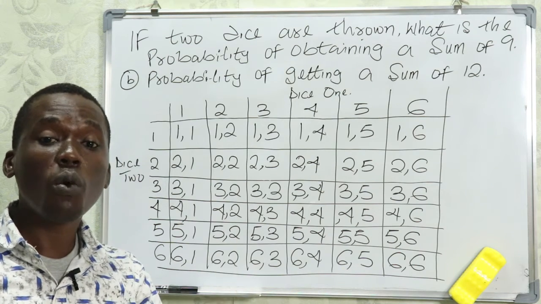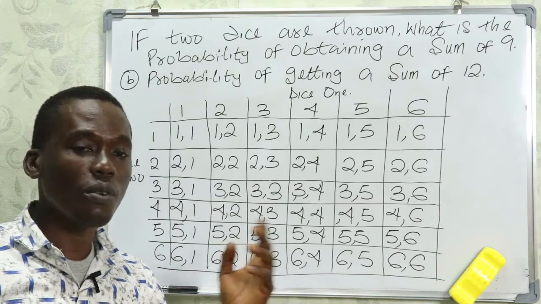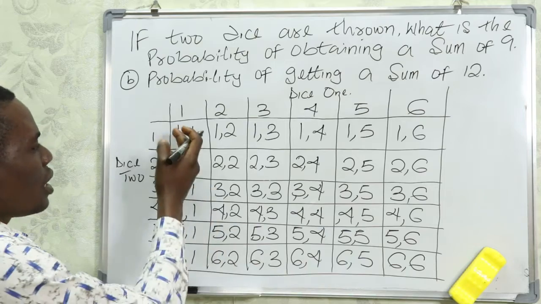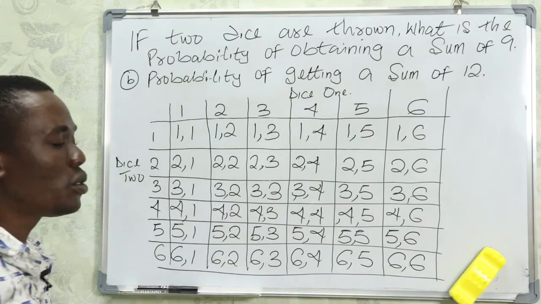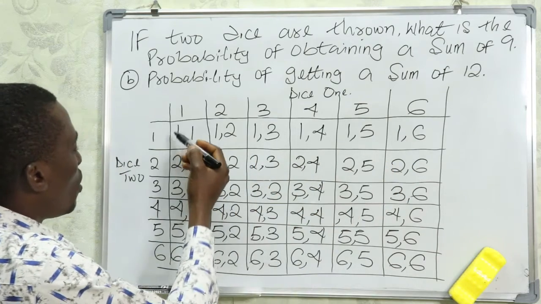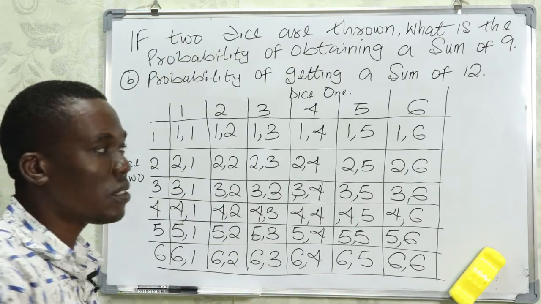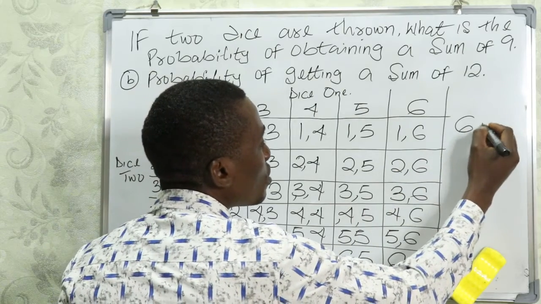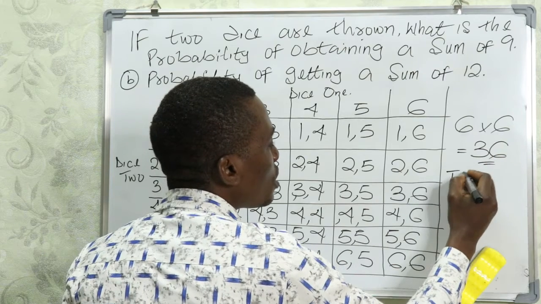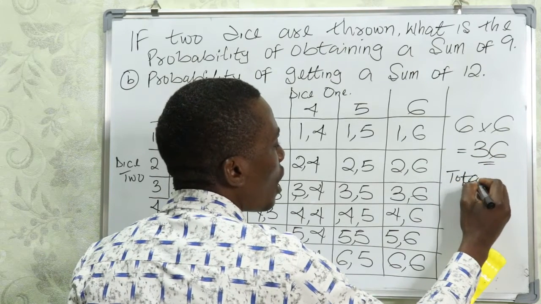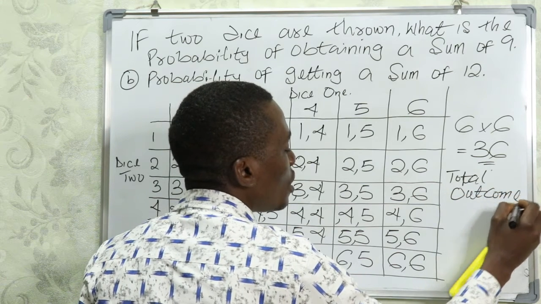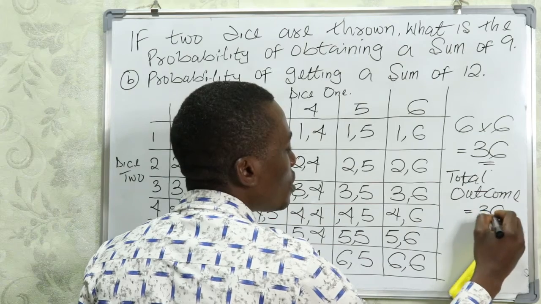Now the question is, what is the total outcome for such a probability? For you to get the total outcome, we are going to count the possible outcomes that can come out in throwing these 2 dice. We have 1, 2, 3, 4, 5, 6 and 1, 2, 3, 4, 5, 6. So 6 times 6 will give us 36. So the total outcome of throwing such dice is equal to 36.